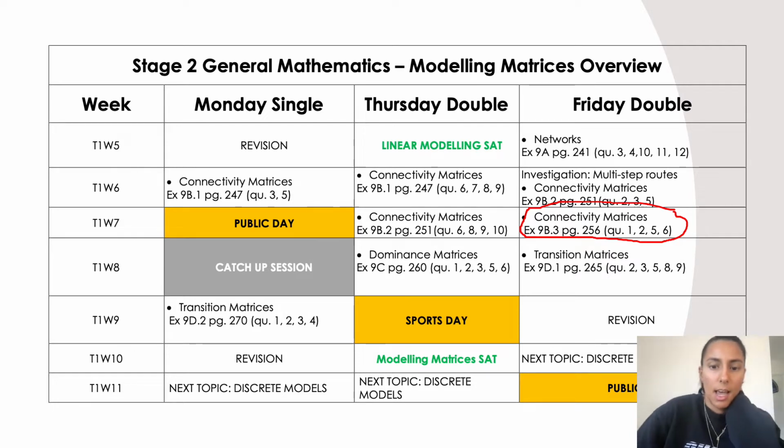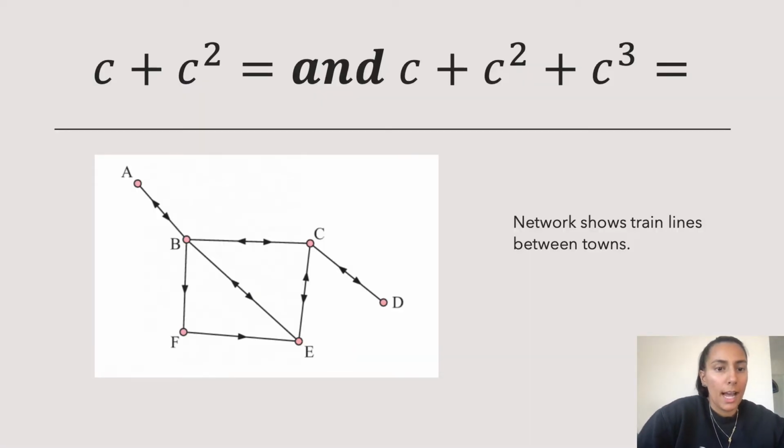So let's get started. We've got a network here with towns A, B, C, D, E, and F. What this network is showing is how train lines are connected between towns. You can see here from A, I can get directly to B and vice versa. We have been looking at your C matrix, your direct route matrices, and your C squared, which is your two-step routes, and then your C to the power of 3, which is your three-step routes. Now we're going to be combining them together.